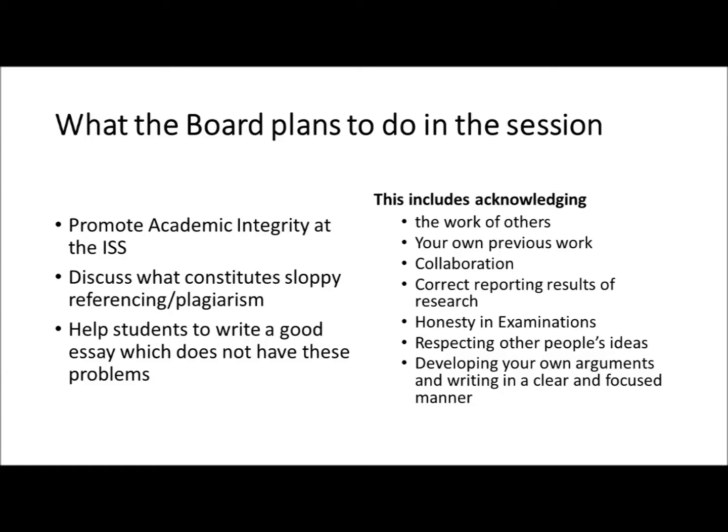We will have a break, and then we will follow it by Howard, who will give you some ideas on how to write an essay without immediately resorting to Google and copy-pasting. In other words, how can you develop your own argument and your own essay in a way that lets you avoid some of these problems that we are talking about.